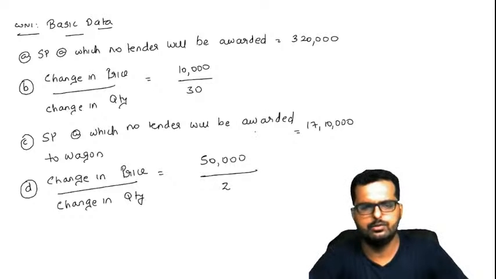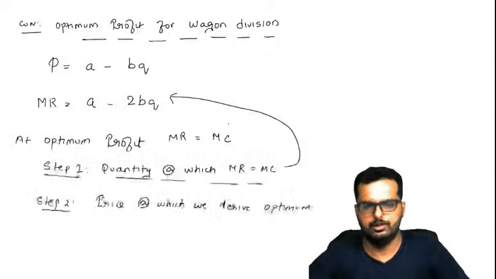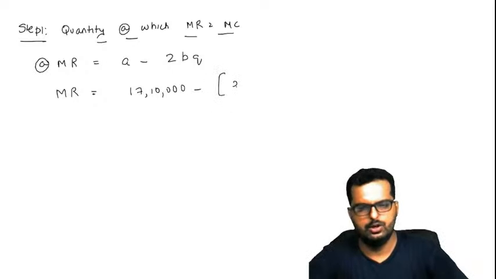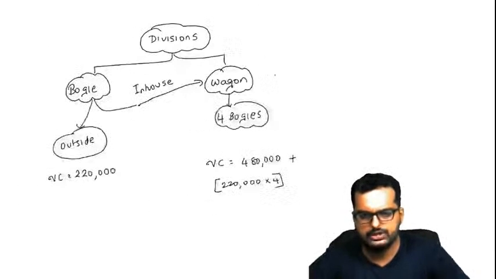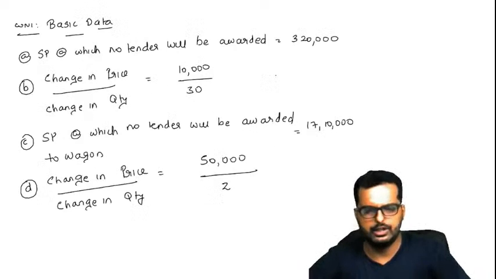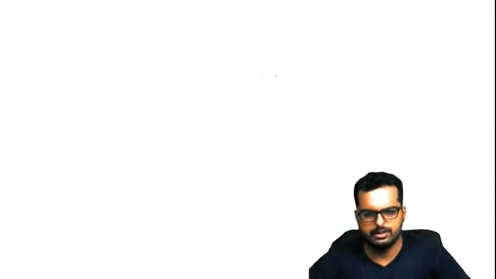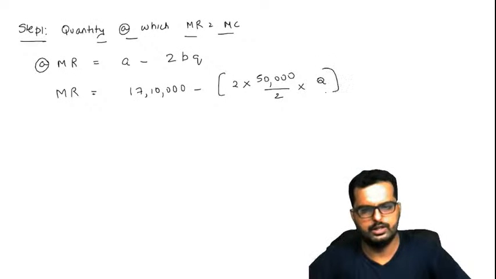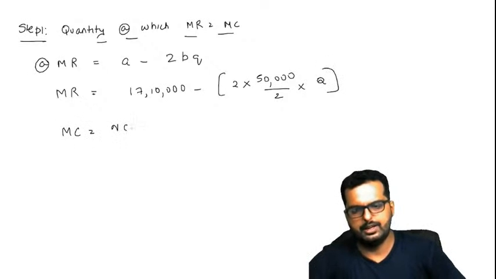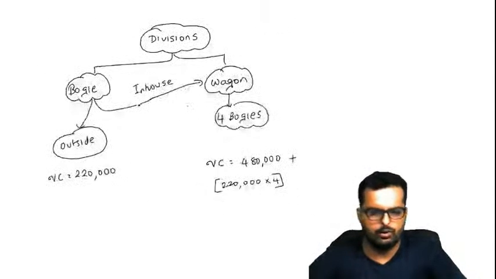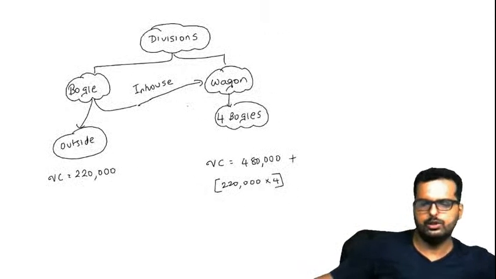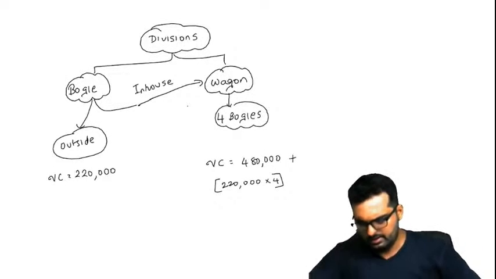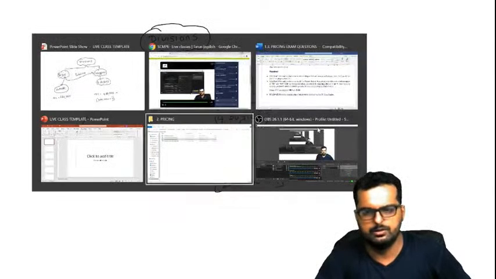Sorry, A is how much? 17 lakh 10,000. Am I right? Minus 2 into B. B is what? Change in price divided by change in quantity. That I think we have got the answer as 50,000 divided by 2 into quantity. This is MR. MC is nothing but it is the variable cost. How much is the variable cost that we got over here? We got the answer as 2,20,000 into 4 plus 4,80,000. That turns out to be how much? 13,60,000.